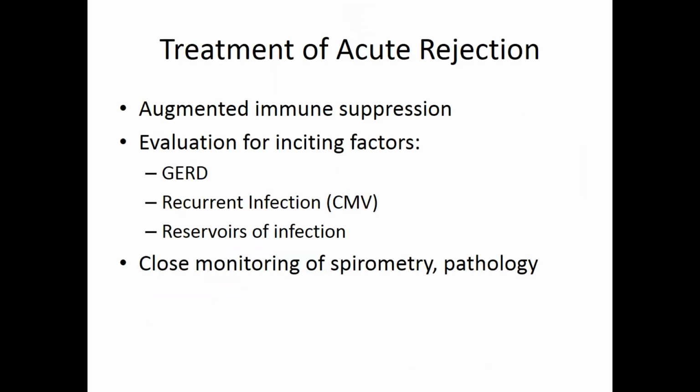In general, acute rejection is often responsive to augmented immune suppression. However, other potential inciting factors should be surveilled for in the setting of the development of acute rejection. Here are some examples in the lung transplant population of potential complicating factors. Close monitoring post-treatment is also often needed.